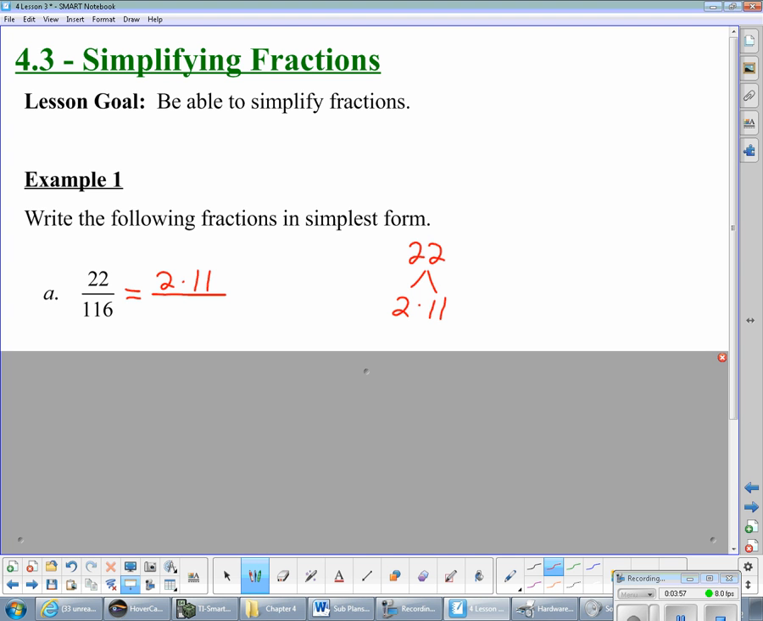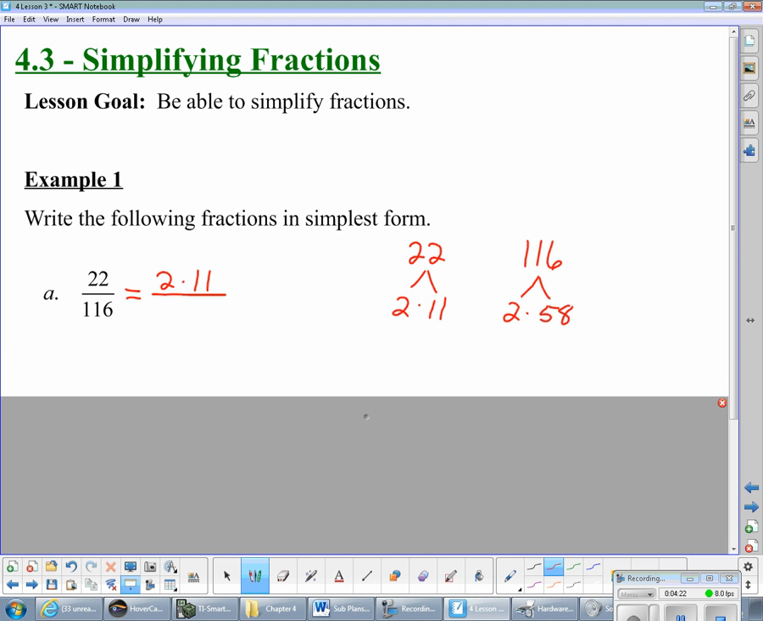Now I'm going to take 116 and factor this using the factor tree. I'll think of any number that is a factor of 116, maybe we'll just start with 2. 2 and 58; 58 times 2 is 116. But now 58, I can factor further also. I'm going to do 2, and then 2 times 29.